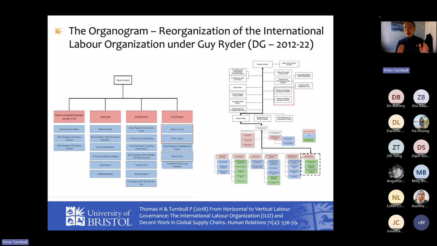So by drawing out organizational maps over time, it gives us some indications of the process and the politics of things.